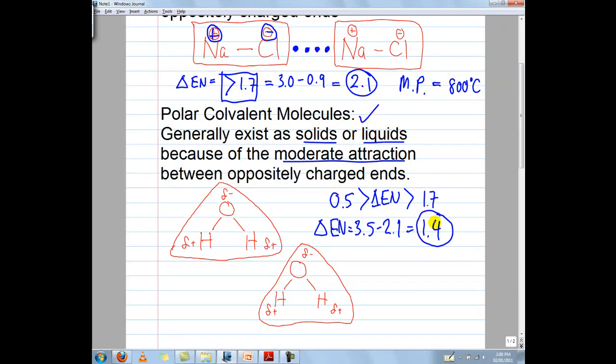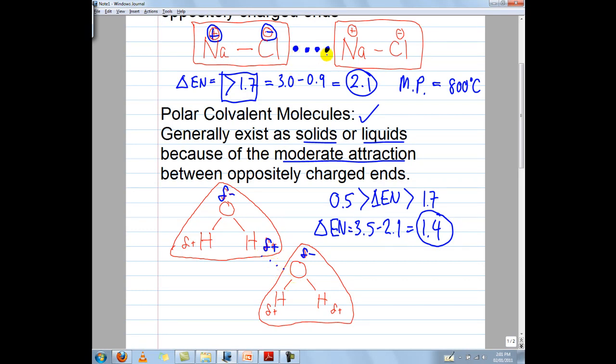Because of this moderate delta EN value, we must show that there is a slight negative charge and a slight positive charge. And that's how we symbolize partial, with a delta sign. So instead of having a total positive, total negative, because of this high delta EN, since we have a moderate delta EN, we only get a partial negative, partial positive. And because it's a partial positive, partial negative, between these two water molecules, you get a slight attraction between them.